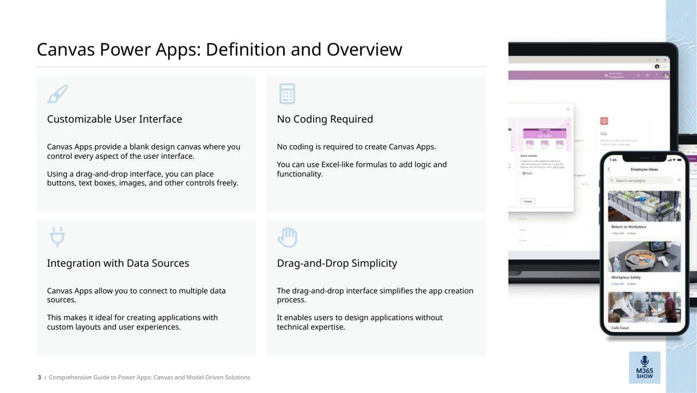Canvas apps are built around a simple, intuitive drag-and-drop interface that makes creating apps much more accessible. You don't need to be a developer to design a functional, visually appealing application. Instead, you can easily place controls like buttons, text boxes, and images exactly where you want them, giving you full control over the user experience.